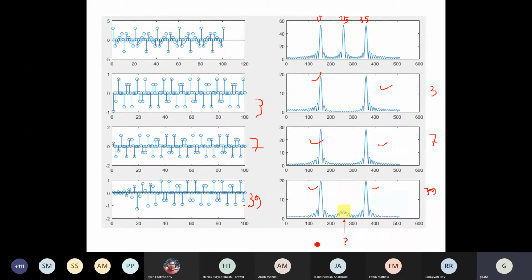Okay. Are you able to see? There is a temporary disconnection. Am I audible? Yes, sir. Okay.